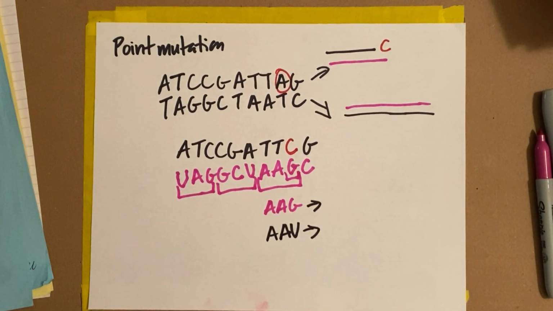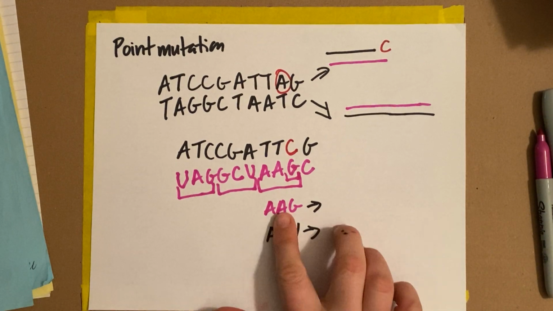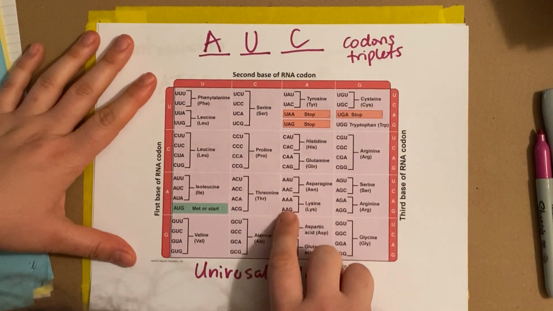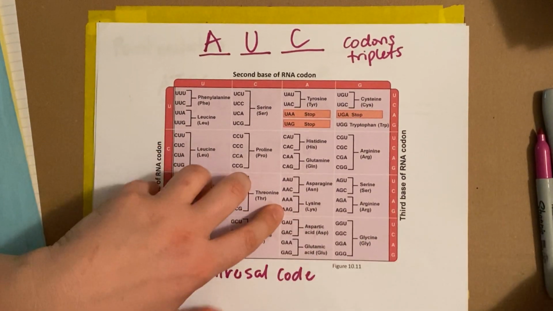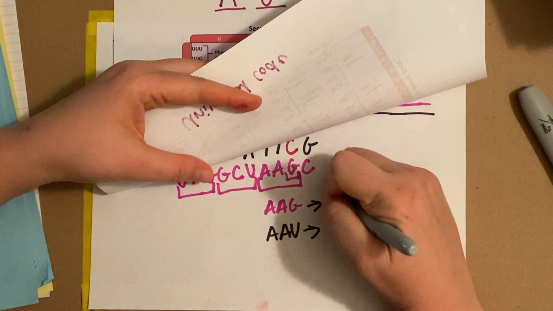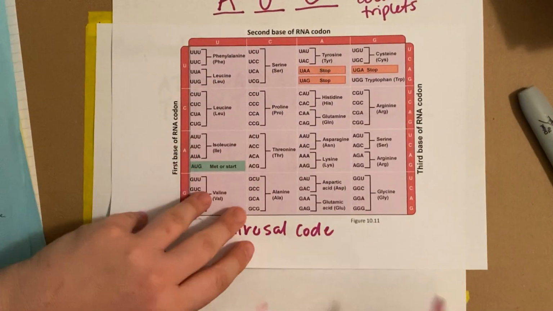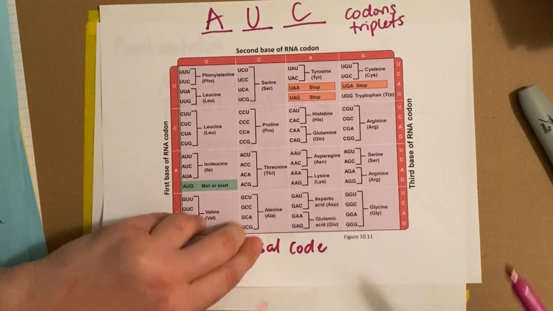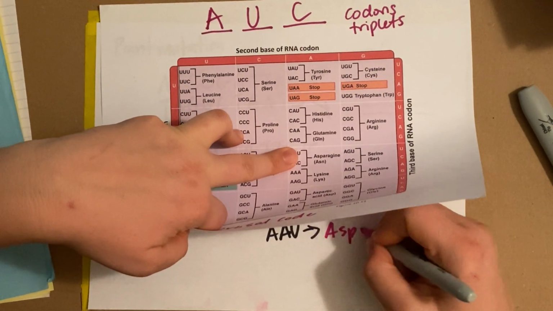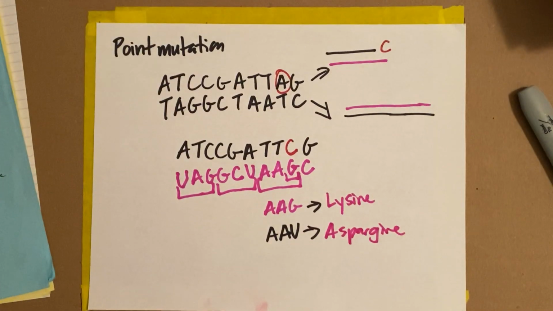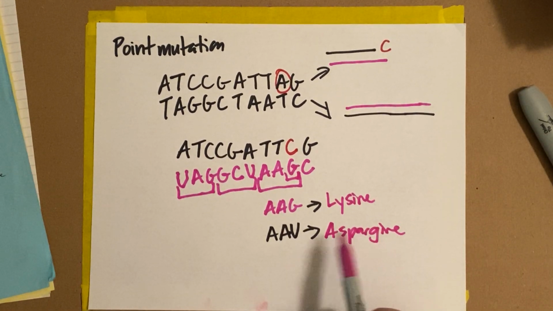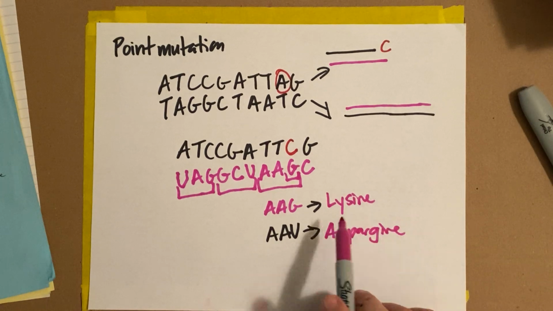Let me get my chart. AAG is lysine, and AAU is asparagine. So in this case, I actually did completely change the amino acid. I did this by accident; I didn't know I was going to do that.